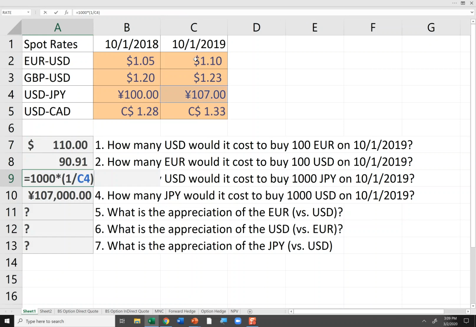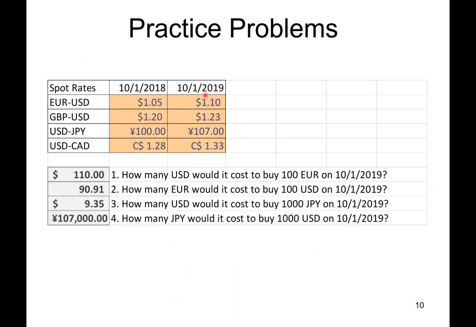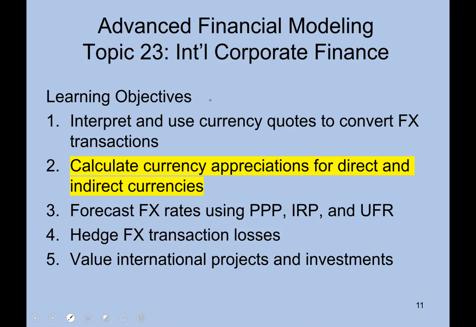How many dollars would it cost to buy 1,000 yen? Well, this is yen, so I need a dollar price of a yen to multiply. This is not the dollar price of a yen, it's a yen price of a dollar, so I'm going to flip it. So it would cost me $9.35 to buy 1,000 yen. How many JPY would it cost to buy 1,000 USD? Here's my 1,000 USD. I need a yen over dollar exchange rate to convert that to yen. This is a yen over dollar exchange rate, so I just multiply it. So in this section, we interpret and use currency exchange rates to convert FX transactions.